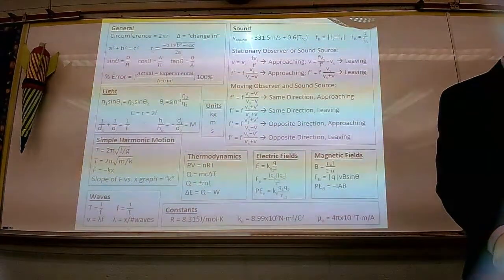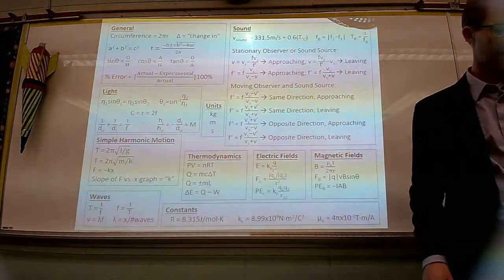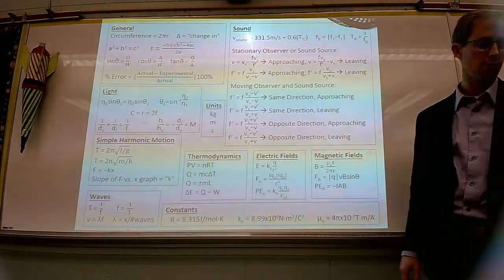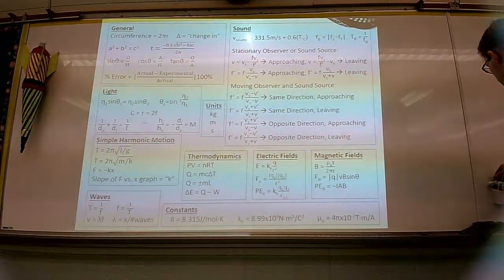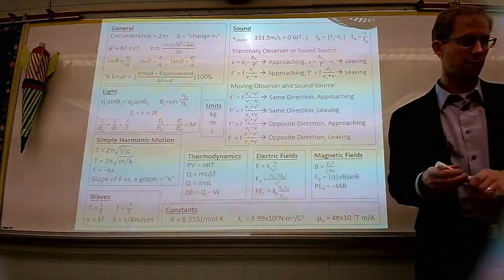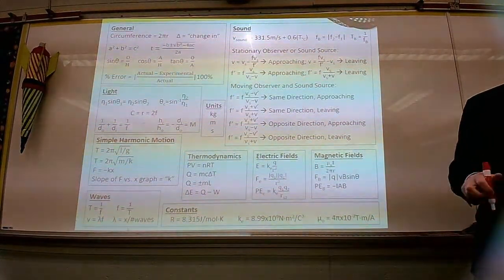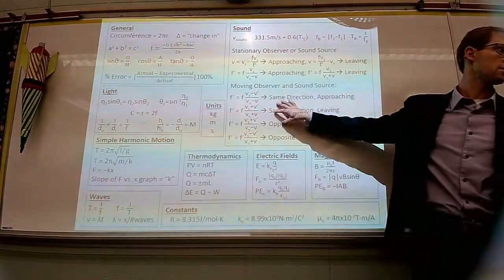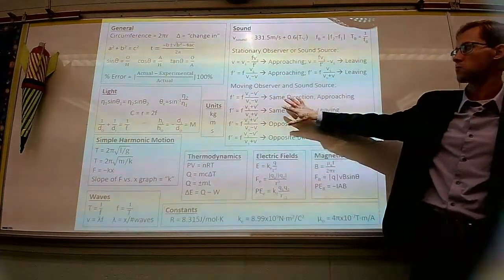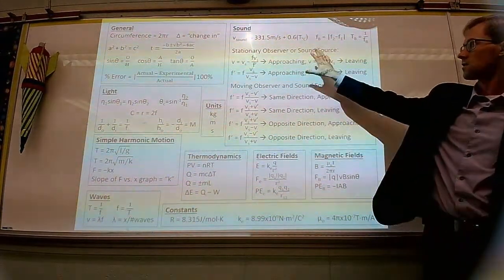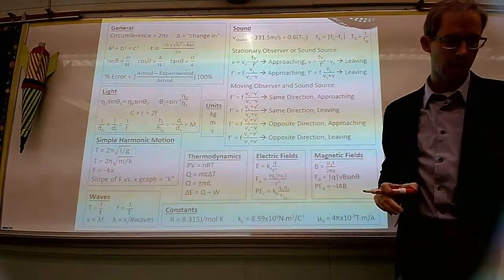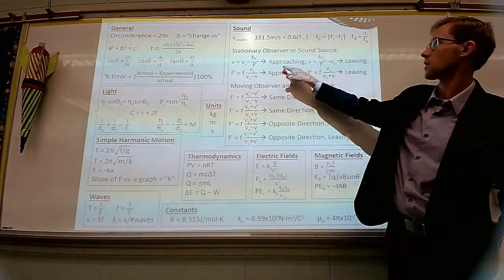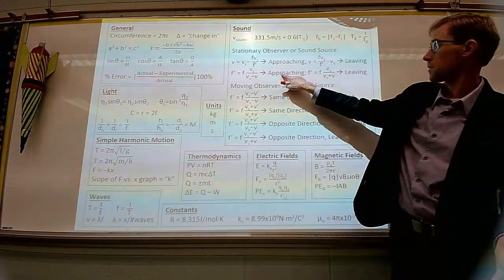So number 4, Michelangelo is riding his turtle bike at 10 meters per second toward a stationary police car whose siren is emitting a frequency of 588 hertz. What frequency does Mikey hear? So we've got a stationary police car in this situation. So we're not going to be using any of these 4 equations for this problem because both of them are not moving, just one is. So we've got a stationary observer or sound source, and it's moving toward. So that means we're going to be doing one of these approaching equations, and it's asking for frequency.